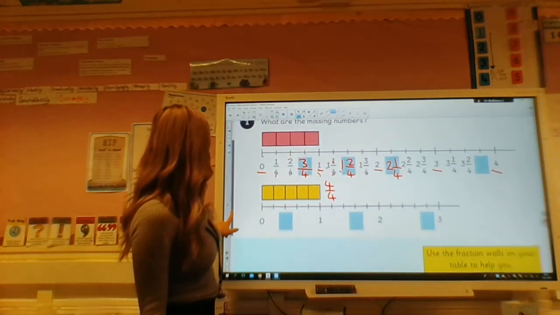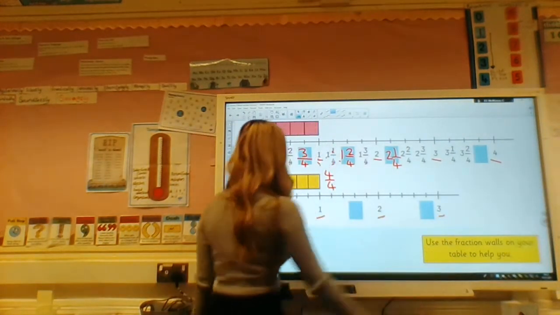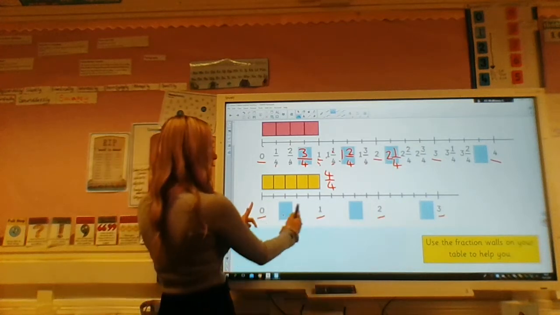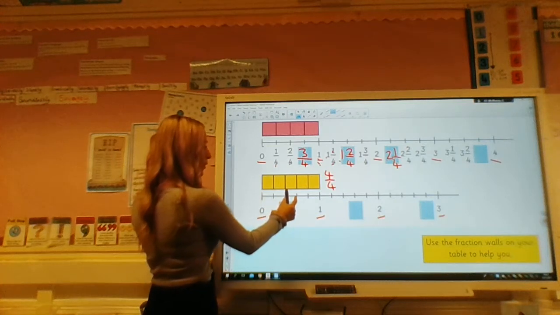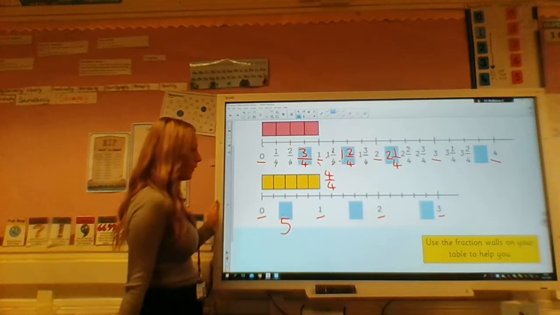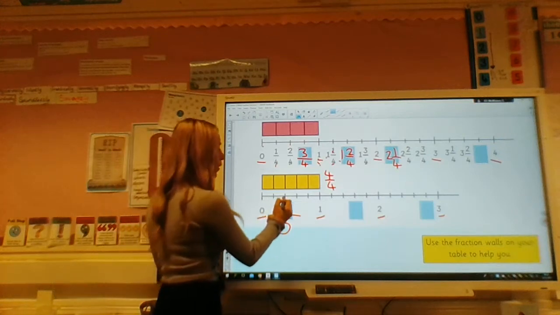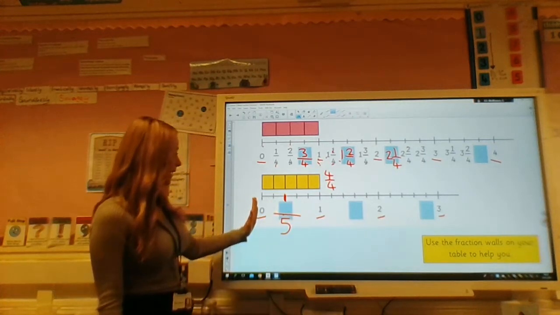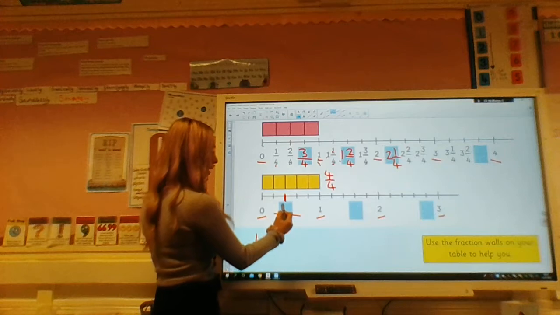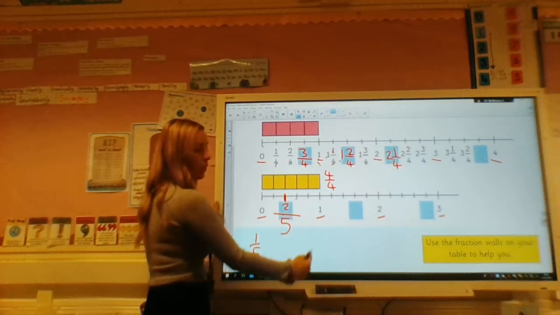And then on this one, if you look, again, we've got the whole numbers 0, 1, 2, and 3. And you're being asked what these missing numbers are. So if you have a look between 0 and 1, it's split into 1, 2, 3, 4, 5 parts. So you know the denominator is going to be 5 because that part of the number line has been split into 5 parts. Now I want to know what this number here is. Well, that's 0. That would be 1/5. Then the missing numbers here would be 2/5, 3/5, 4/5, and then we're at 1 whole.